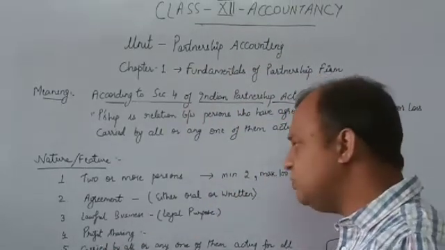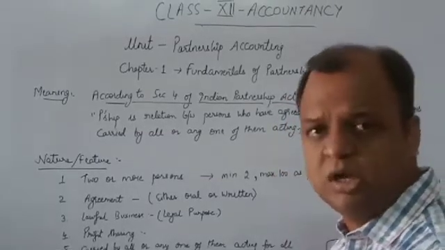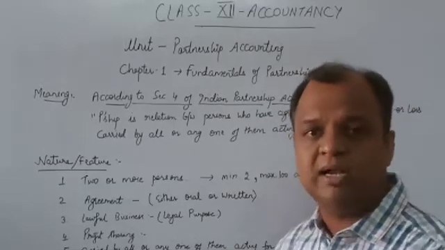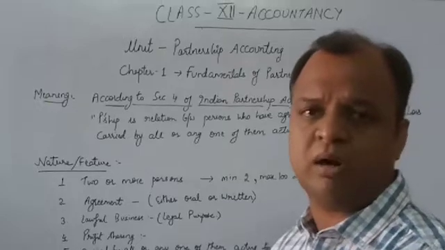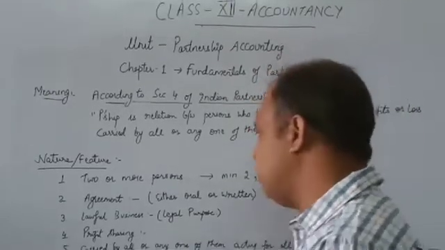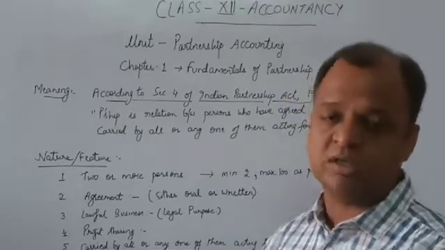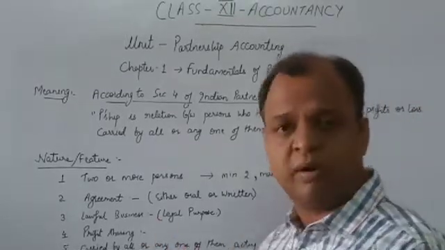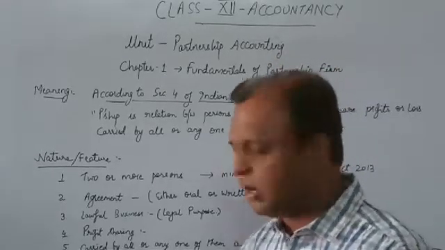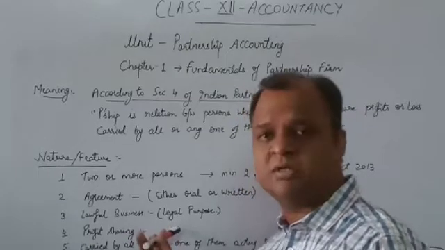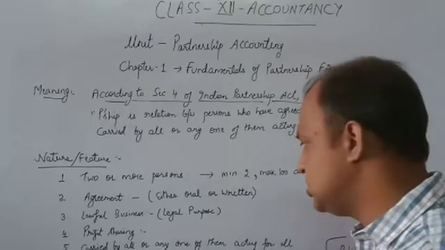Okay. The third one is lawful business. This point explains that the partnership which has been established should be done for a legal purpose. Any illegal contract or agreement among the partners is not a partnership business. It is void and nullified. It is a void agreement. It is not a proper agreement as defined in the Partnership Act. So it should be a legal business for which a partnership is being established.